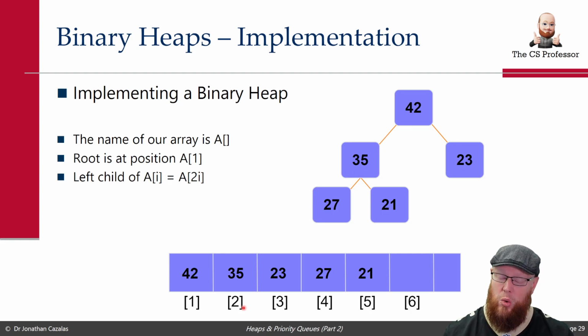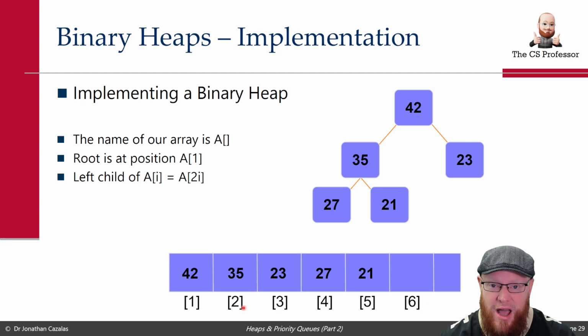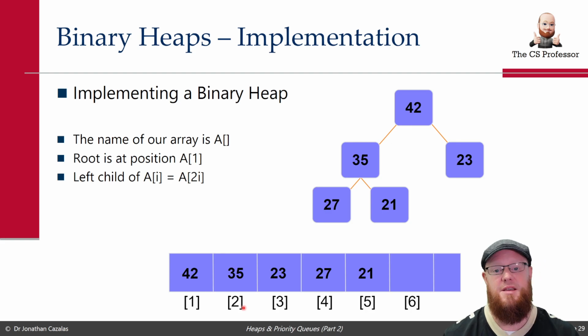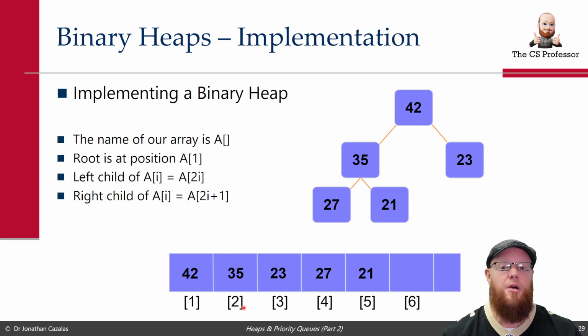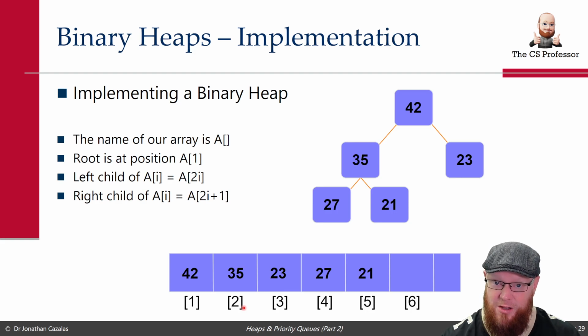We have a node at index 63. Where is its left child? If it exists, it's guaranteed to be at index 126, 63 times 2. What about the right child? The right child of a given node that is found at a particular index, the right child of that node at index I is at index 2i plus 1.